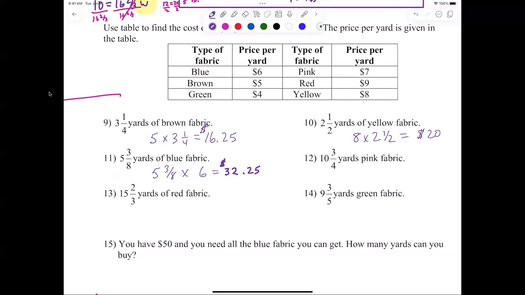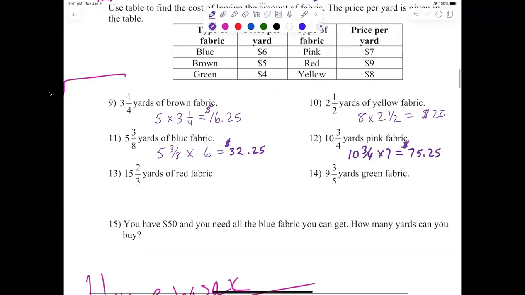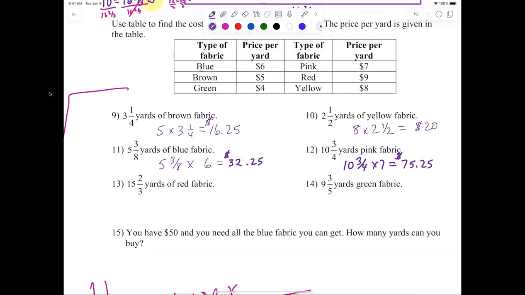Good. All right. So for the pink fabric, let's go. 10 3/4 times 7. How much is that? 75.25. Maybe get that. Luca, number 13. I'm buying red fabric. All right. What did you do? Times 9. Which is? $141. Anybody else get 141?